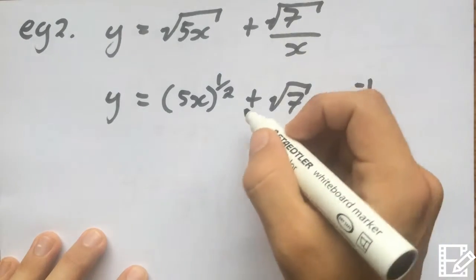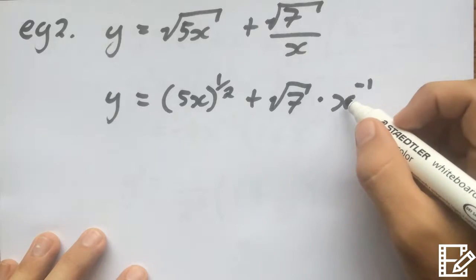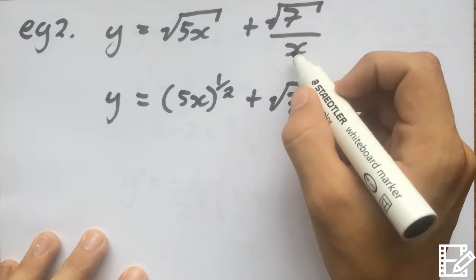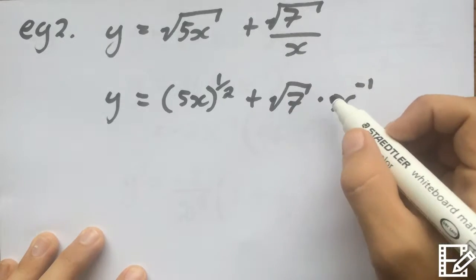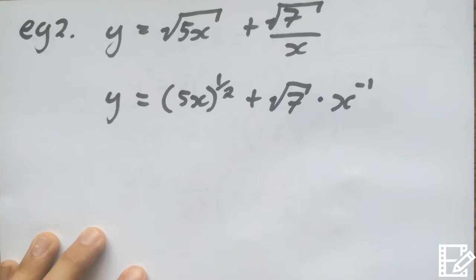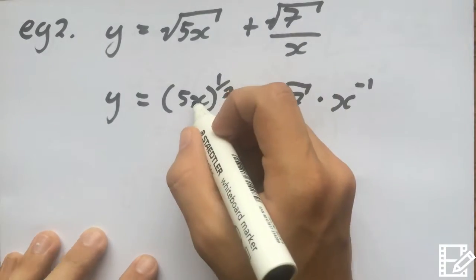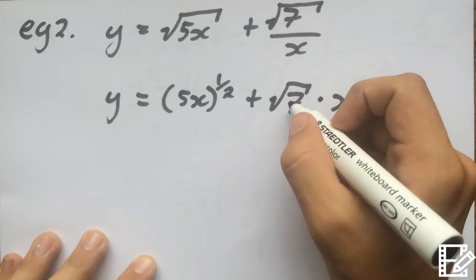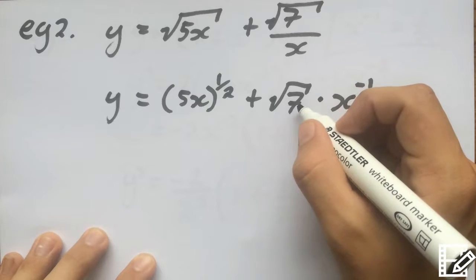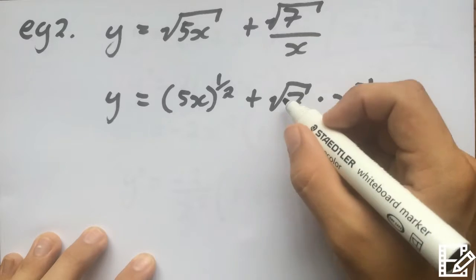And over here, I've got a square root of 7 multiplied by x to the power of negative 1. Just like before, I have something over x, so I have something multiplied by x to the power of negative 1. Okay, I've brought it up. And the reason I've put this to the power of a half and not this is because I'm going to derive this because this has an x in it, whereas this doesn't have an x in it. It's just a constant, so I'm going to leave it that way because I don't derive this.